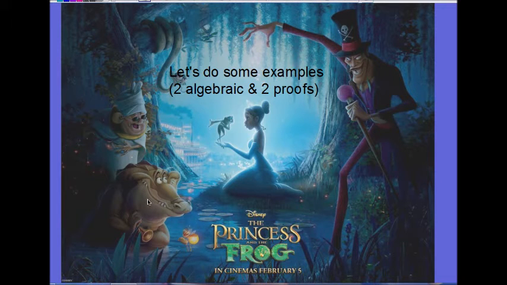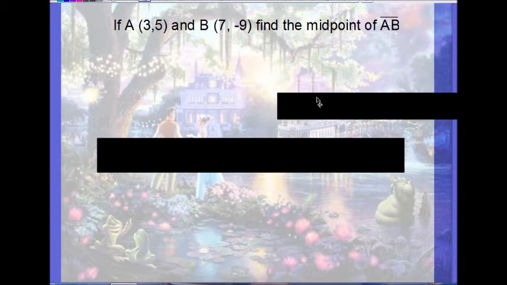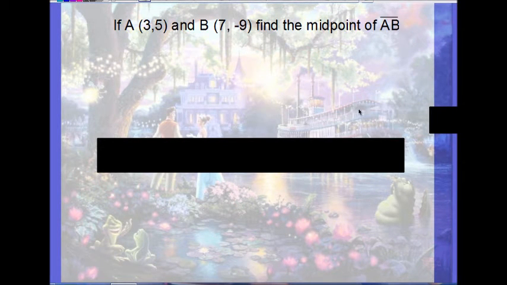Alright, so let's do some examples. We're going to cover 2 algebraic examples and 2 proof examples. So here's our first example. If A is at 3, 5, and B is at 7, negative 9, let's find the midpoint of AB.